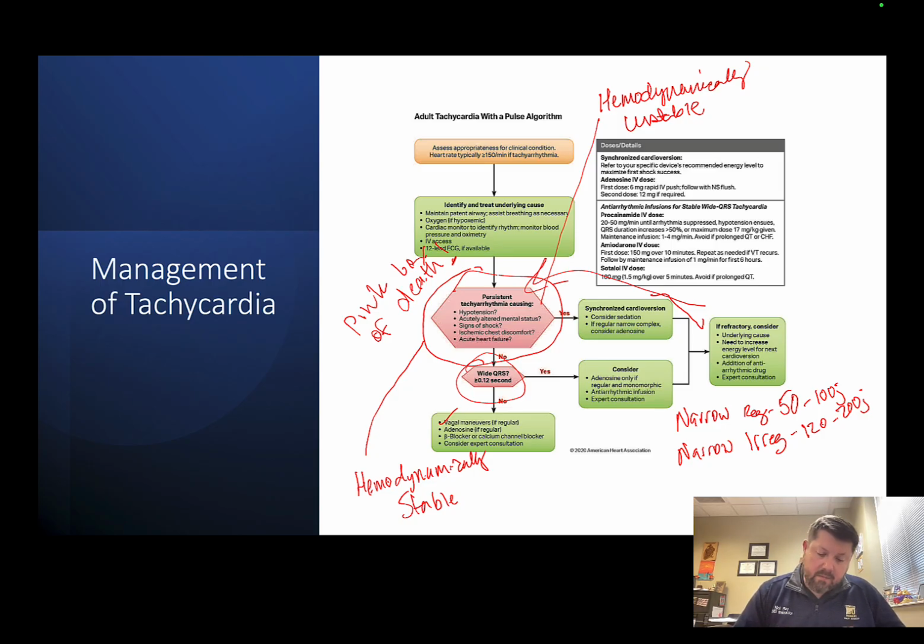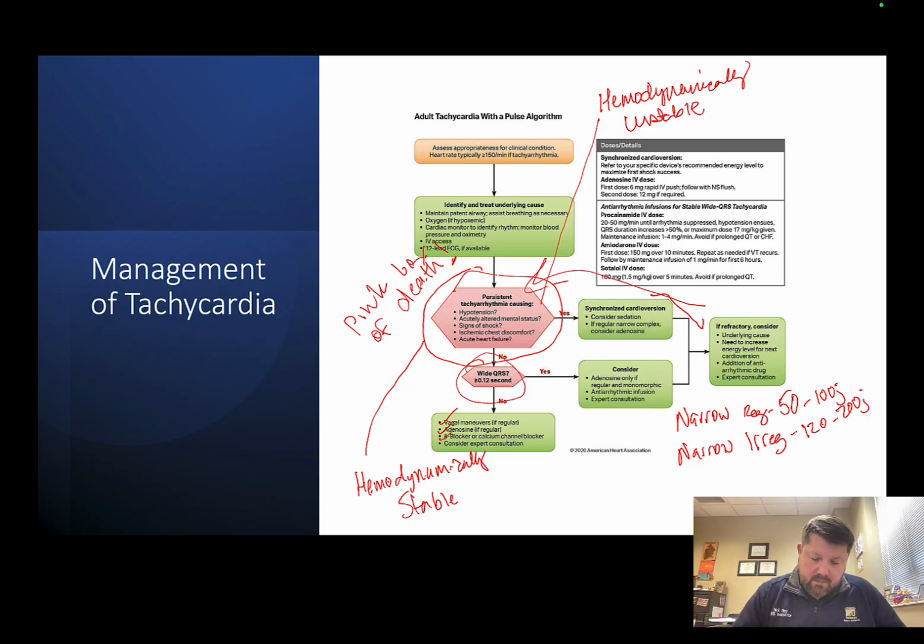The second thing that we may try is adenosine. Your first dose is 6 milligrams rapid IV push, followed by a 20 milliliter normal saline flush. And your second dose, if required, is 12 milligrams.